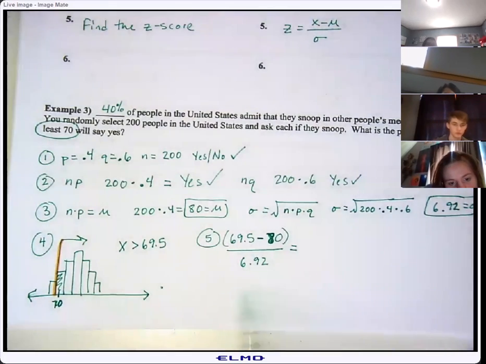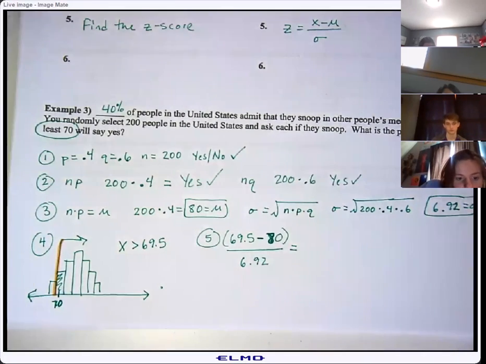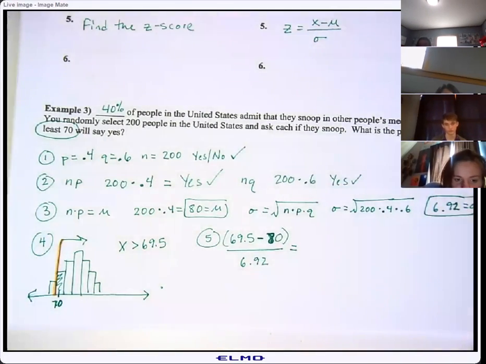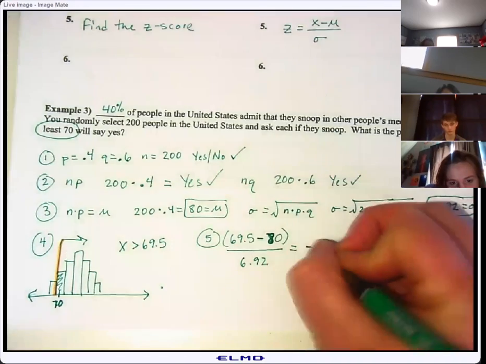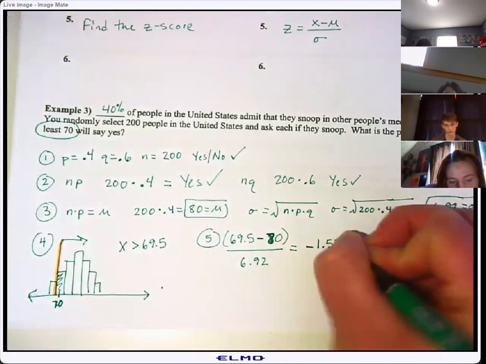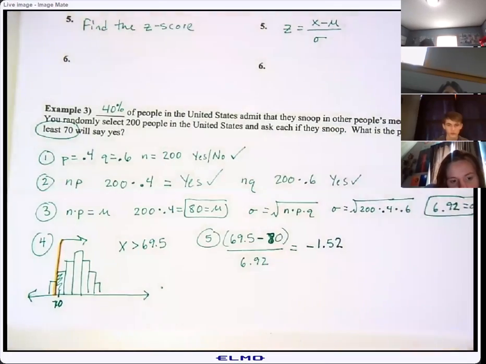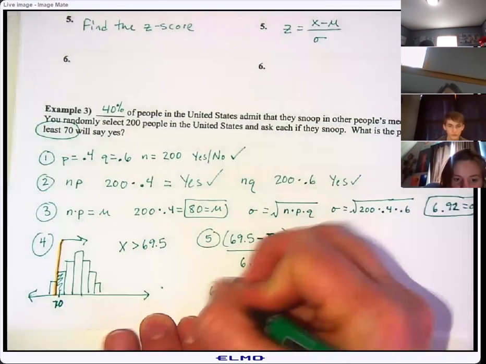Okay. So in my calculator, I'm doing 69.5 minus 80, and then I'm dividing by 6.92, which I got negative 1.52. You guys get the same thing? Okay. All right. We're almost done.